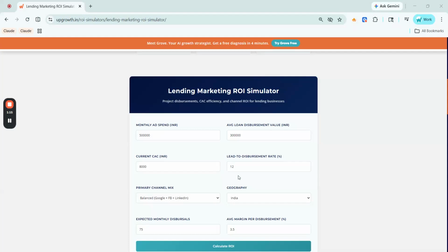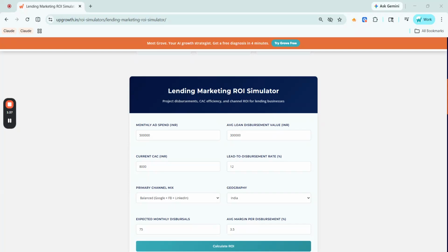a loan. And lead to disbursement rate is the percentage of marketing leads that make it all the way through to a completed loan disbursement. This accounts for drop off at credit check, documentation, and approval stages. And primary channel mix is how your budget is distributed across platforms like Google, FB, LinkedIn, etc.